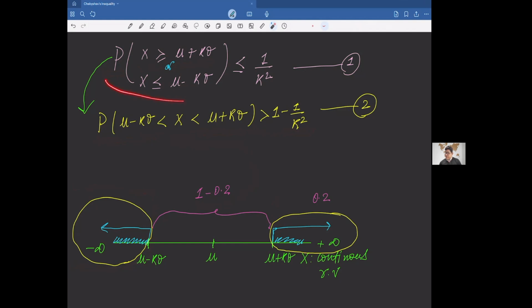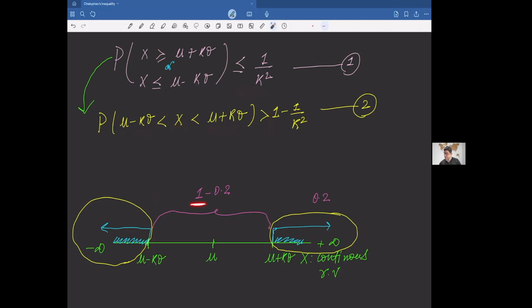What is my first equation? My first equation is probability of x greater than mu plus k sigma, this region, or mu minus k sigma, this region, this whole region, this region plus this region, is less than equal to 1 by k square. So what is the probability of x lying between this region and this region? It should be 1 minus 1 by k square.